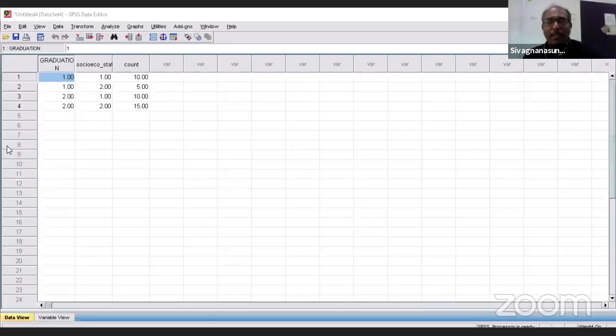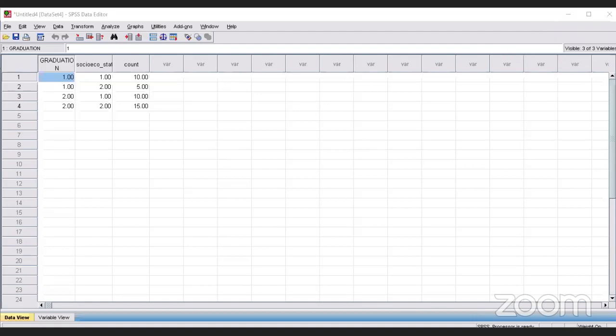Sir, question from Kavya. What are the conditions for the chi-square test? There are two uses for the chi-square test. One is when you want to test the association between the variables, like the one that we did now. Another one is to test the goodness of fit. And your variables are categorical variables. Is there any other question?